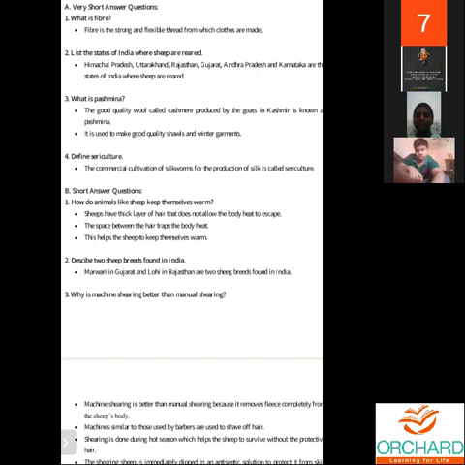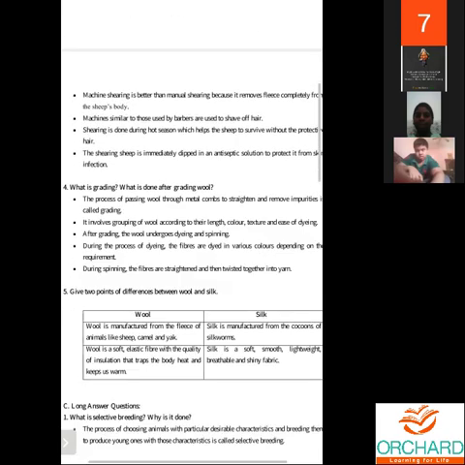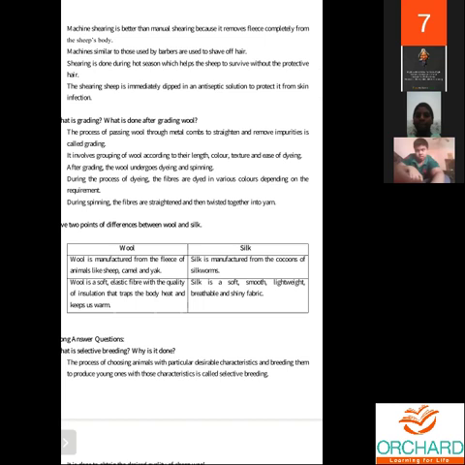Why is machine shearing better than manual shearing? Machine shearing is better than manual shearing because it removes fleece completely from the sheep's body. Machines similar to those used by barbers are used to shave off hair. Shearing is done during the hot season, which helps the sheep to survive without the protective hair.